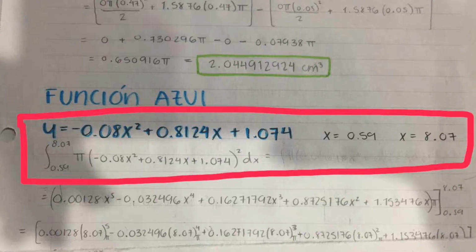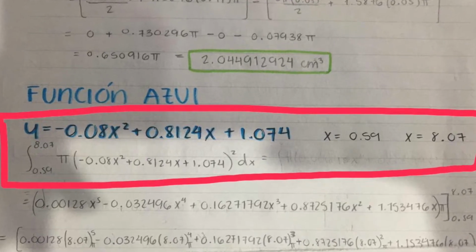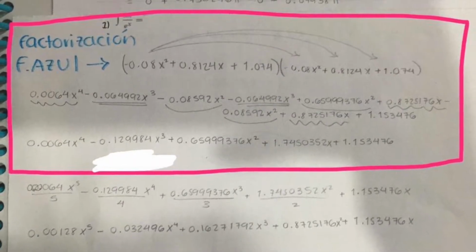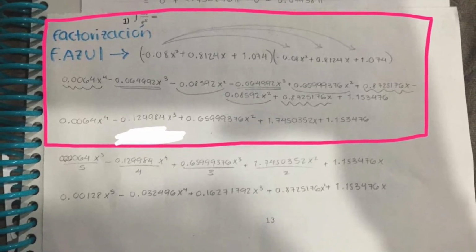Having our function and limits already established, the last thing that was left to do was to take out the volume. To explain it, we're going to rely on the blue function. First of all, we substitute the function and the limits in the formula, where then we solve the function, square and multiply this result by pi.